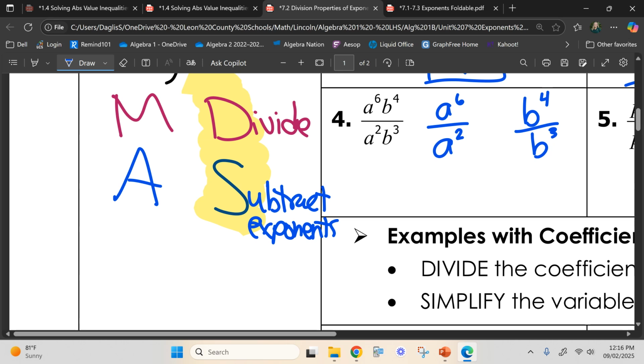So what is my simplified a term going to be? a to the power of 4. Good. And what's my simplified b term? b to the power of 1. Do I usually write the power of 1? No. Not usually, so I'm going to leave it like that. If you wrote the 1, are you wrong? No. You're not wrong.